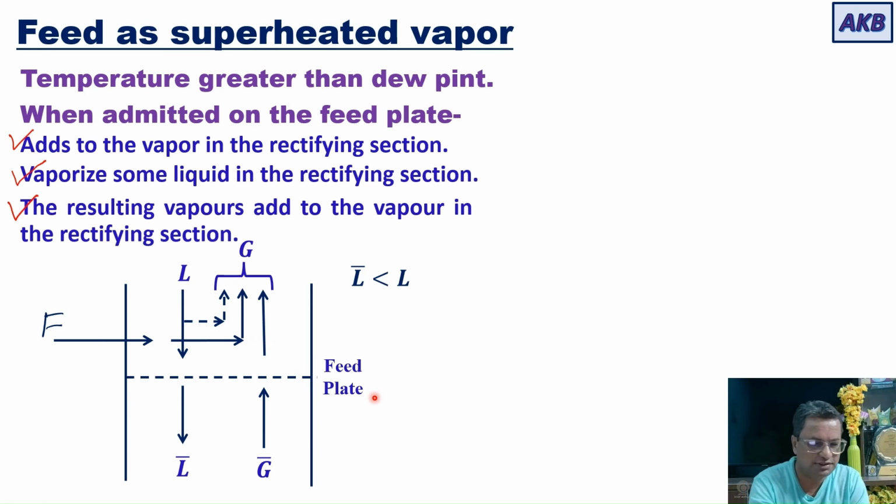So in this case, the relationship between L and L bar will be that L bar is less than L, because some part of the liquid is now converted to vapor. That's why you have a smaller amount of liquid that is coming into the stripping section. Whereas, since there are two additions to the vapor that are coming from the stripping section, G will be greater than G bar. The other way of writing this is G bar is less than G.